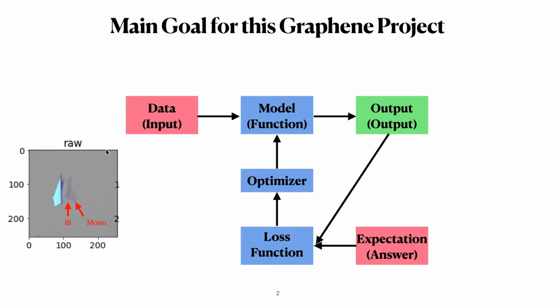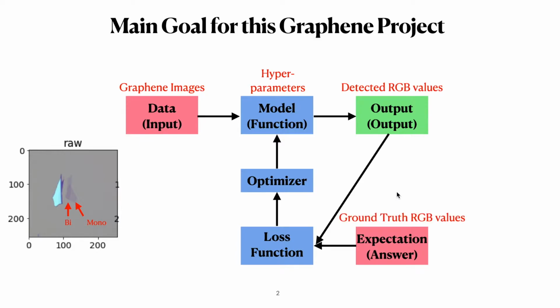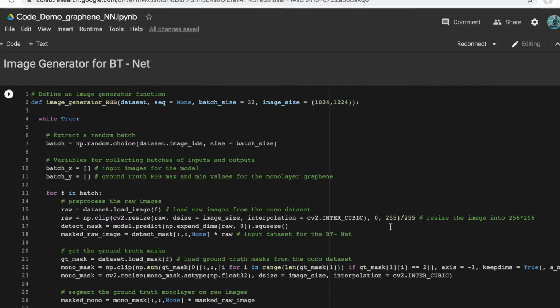In this video, I'm going to demonstrate how we segment the monolayer graphene from the raw image. On the right-hand side, it's a deep learning architecture. At the input, we have graphene images, and we input them into a model which is initialized with hyperparameters. At the output, we have detected RGB values. There are 6 values at the output, the maximum RGB values and the minimum RGB values. We compare them with the ground truth RGB values in the loss function and use the optimizer to optimize the model. Now I want to move on to talk about the code.